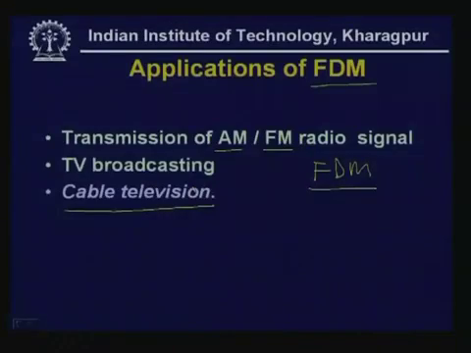There also we use frequency division multiplexing. So, these are the three important areas where frequency division multiplexing is used, and nowadays cable television is used not only for signaling video. Cable modem, cable television or cable modem, can be used for the transmission of data.